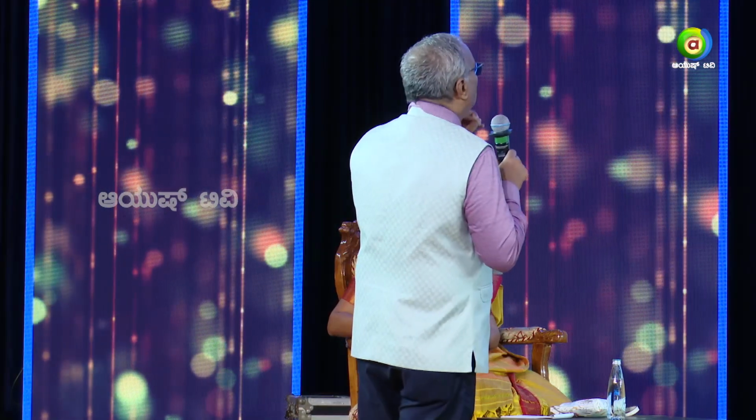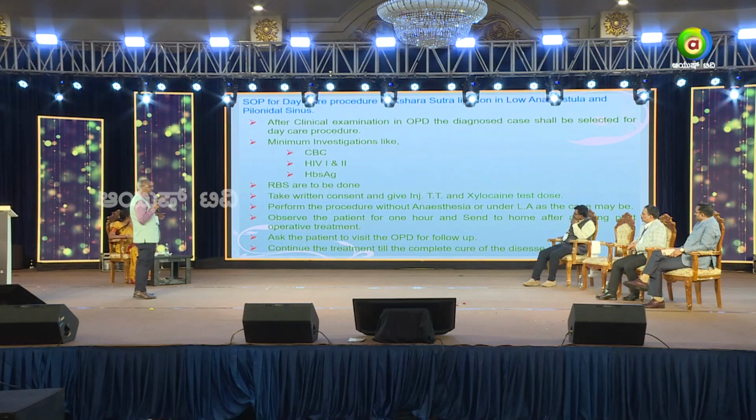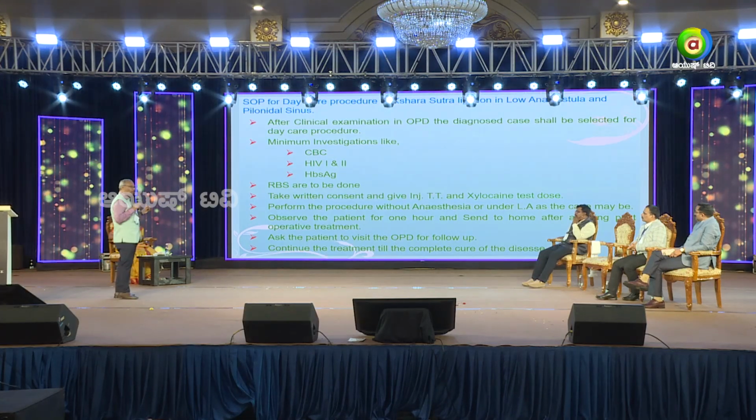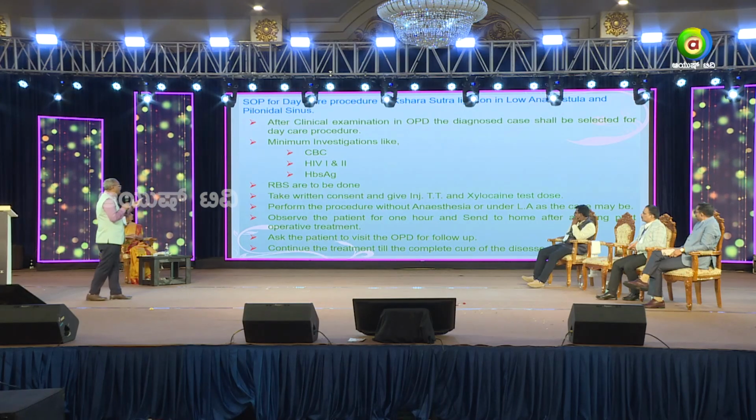First, after clinical examination in OPD, the diagnosed cases shall be selected for the daycare procedure. Now you have to select whether this particular disease or patient is fit for daycare or not. When it is fit for a daycare procedure, minimum investigations are required, like a complete blood picture, HIV and HBsAg, which are mandatory nowadays. Random blood sugar, if you feel that the patient is diabetic, that has to be continued, and you have to take a written consent. Give injection TT prophylactically and a xylocaine test dose if you are performing the procedure under local anesthesia. Then perform the procedure without anesthesia or with local anesthesia.